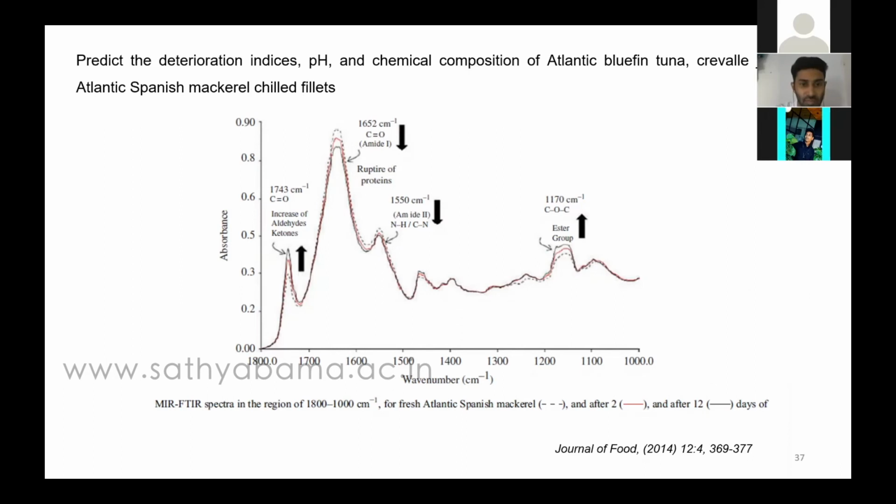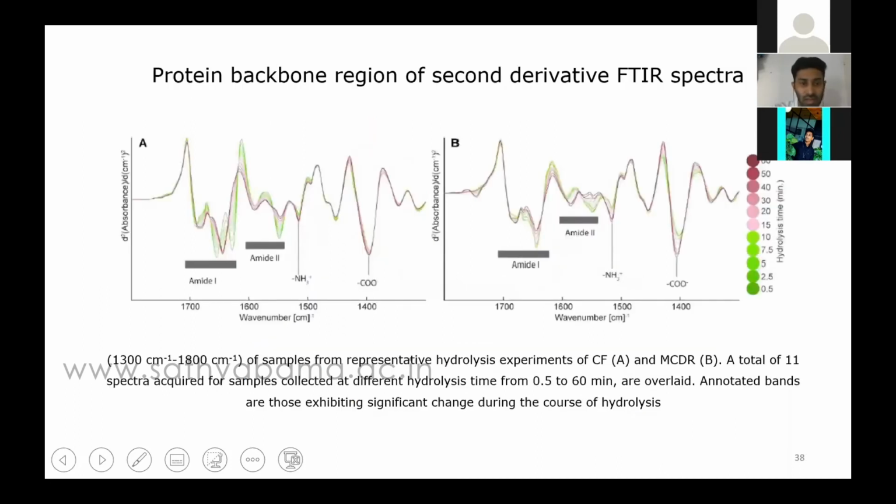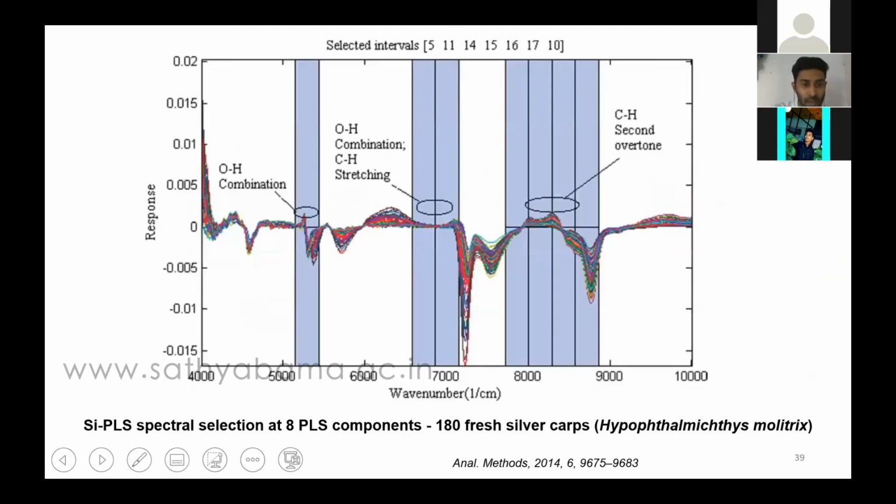So if you see the peak here in the amide 1 region around 1652, on day one it looks good, and on day 2 it looks good, and after day 12 there is a shift in the amide 1 and amide 2 region. So that can give you an idea of whether the freshness is there or not. And this is another protein backbone assignment of the FTIR spectra, amide 1 and amide 2. Similar for this, this is for silver carps. This particular study was done on 180 silver carps actually.